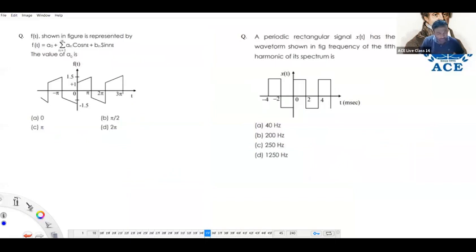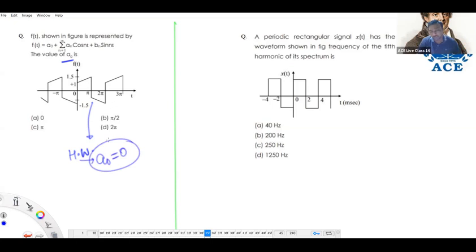Think of this problem. A signal graph is given and we are asked for A naught. It neatly obeys half wave symmetry, because the positive and negative excursions are the same. What is A naught? Above is plus 1.5, below is minus 1.5, positive and negative excursions are the same, so A naught is 0.